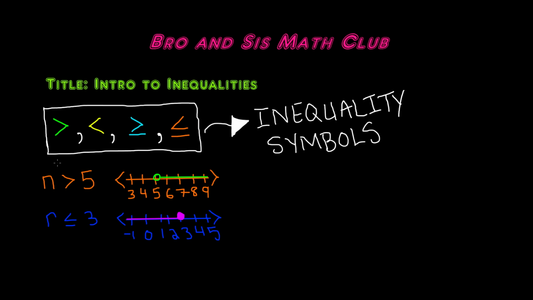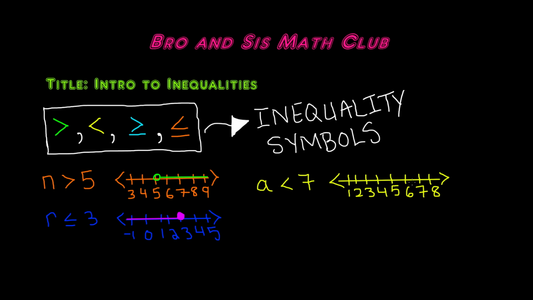Alright, let's do another example. Let's say we have a is less than 7. So let's make our number line and graph it. Let's say it starts from 1, 2, 3, 4. Okay, here comes 7, and we have 8. Okay, so we have our number line.